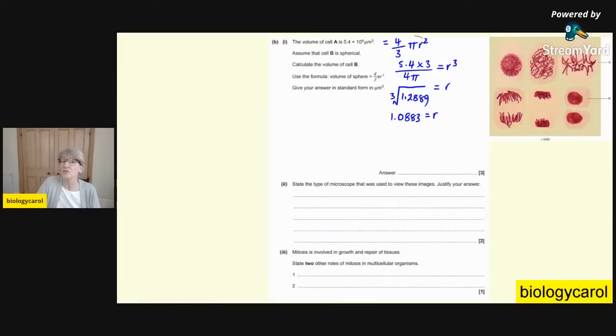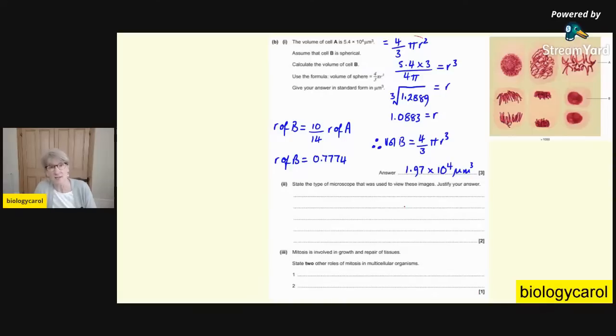And then I looked at the insert, and I went on my picture, and it doesn't matter what size of picture I was looking at, but this was about 10 millimeters from here to here, while this was 14 millimeters. So does it make sense that the diameter, and therefore the radius, of B would be 10/14 of the radius of A? And therefore I can now work out the radius of B, and then scale it back up to work out the volume of B.